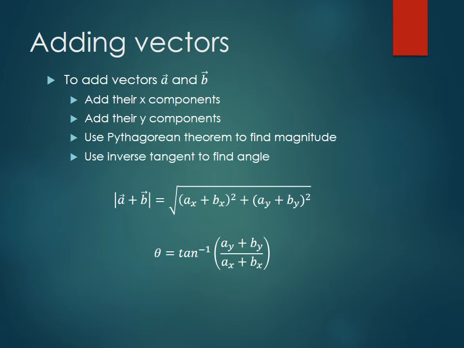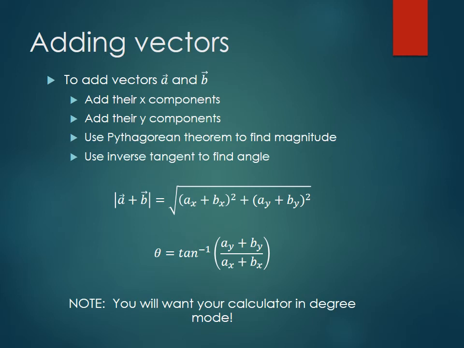Now, quick note, you will want your calculator in degree mode. When you are finding components, you want to leave your angles as they are. When you're using the inverse tangent, you will want to kind of use common sense to figure out what quadrant you want to be in. Whoa, whoa, whoa. What was that about common sense?